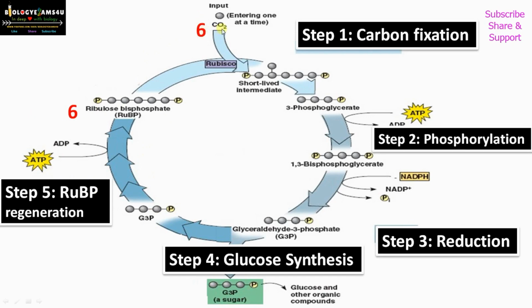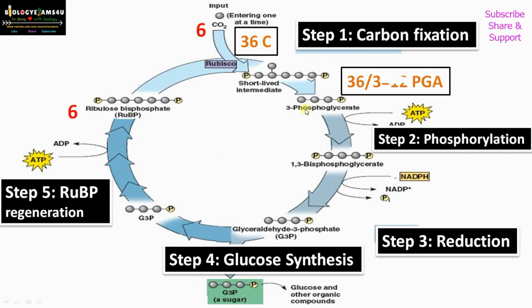6 carbon dioxide molecules combine with 6 RuBP. Now we have 36 carbon: 6 carbon plus 5 into 6, that is 30, 30 plus 6, 36 carbon atoms in both these compounds, to form 3-phosphoglycerate. Therefore, this is a 3-carbon compound. Therefore, 36 by 3, 12 phosphoglyceric acid will be formed. Then this 12 phosphoglyceric acid is converted to 1,3-bisphosphoglycerate or glyceric acid.